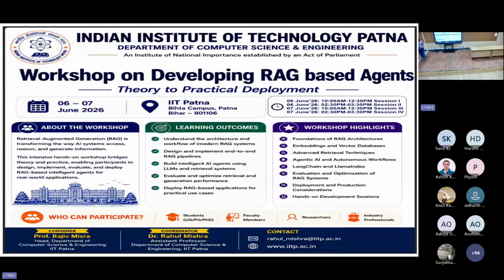On behalf of IIT Patna, I extend a very warm welcome to all the MTech and MSc students participating in the campus immersion program. I would also like to take a moment to introduce you all to our special guests. We are honored to have with us our esteemed dignitaries, Professor Anupam Purwar sir, Professor Rajiv Mishra sir, and Dr. Rahul Mishra sir. We sincerely thank them for gracing us with their presence and constant guidance.